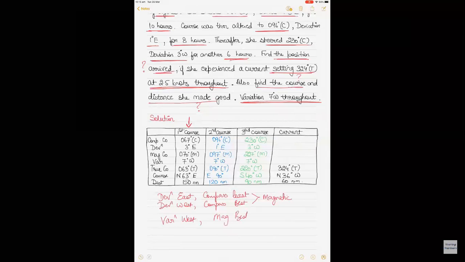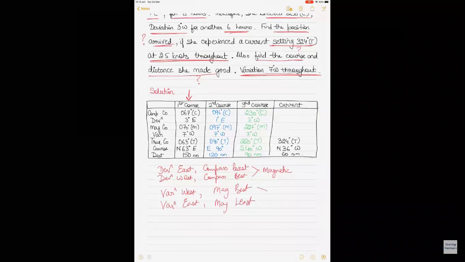We write it in cardinal terms, then the distance: 15 knots for 10 hours, so 15 into 10, 150 nautical miles is our distance. We do the same for the second and third courses to get the true course, cardinal course, and the distance. For the third course, the true course is coming 220 degrees true, so we convert it into cardinal terms, south 40 degrees west.